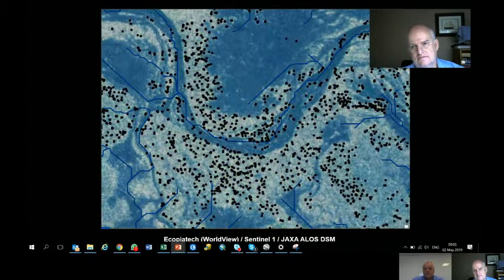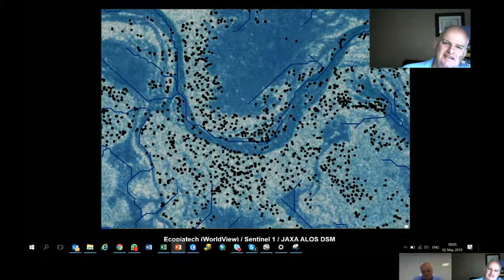Let's look at the satellite imagery of the same area, and the blue showing water versus the white showing a lack of water. You start seeing that that is true. There are houses in the floodline, there are houses that are inundated, but a lot of the areas were not impacted by the actual rise in water level.